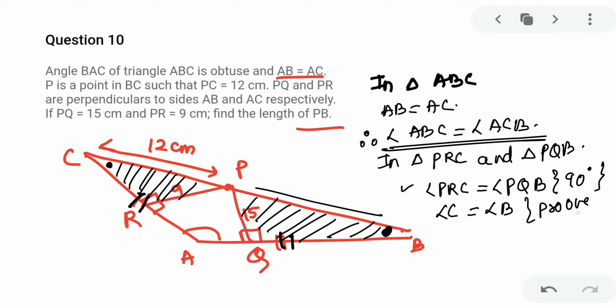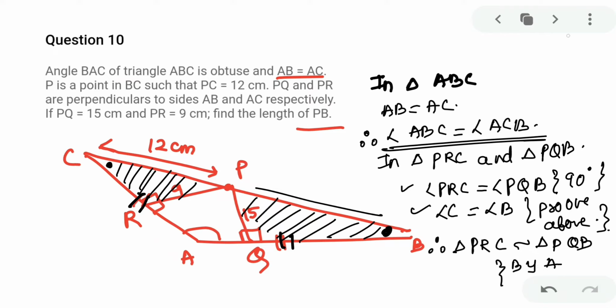पूरा नाम बोलोगे तो it will be A, B, C and ACB, but अगर सिर्फ B और C लिखना है तो it will be C equal to B. We can write proved above. Hence we got two reasons. Therefore we can write triangle PRC is similar to triangle PQB, by which test you will go for AA.